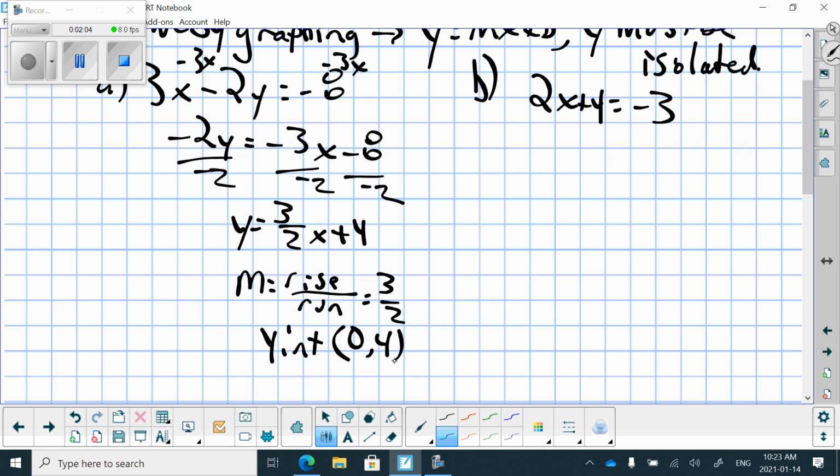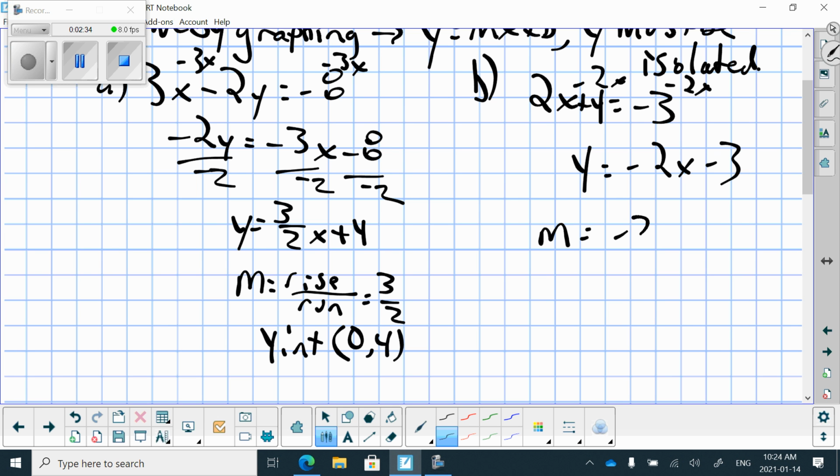What do we have to do for the second equation? Would you subtract the 2x over? Yeah. Oh, nice. Done. y is by itself. What's our slope on that one?